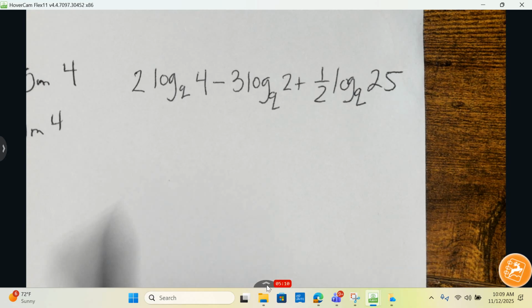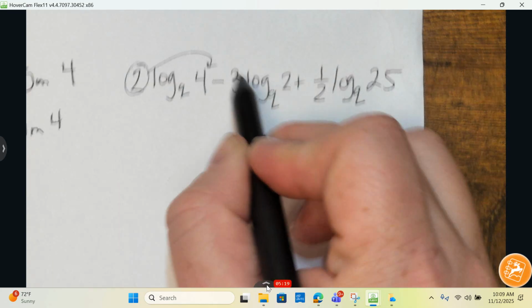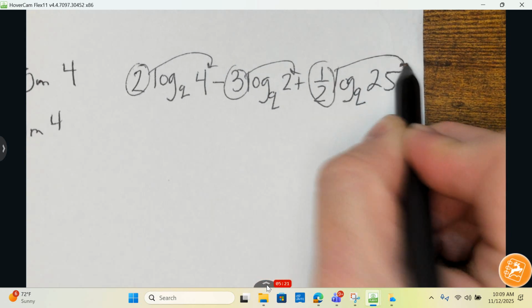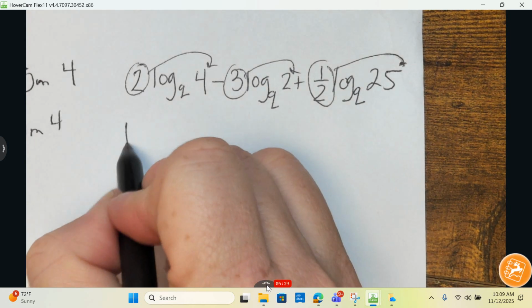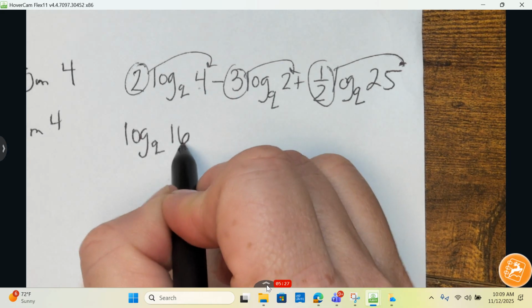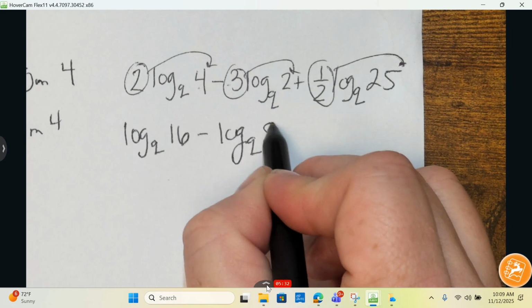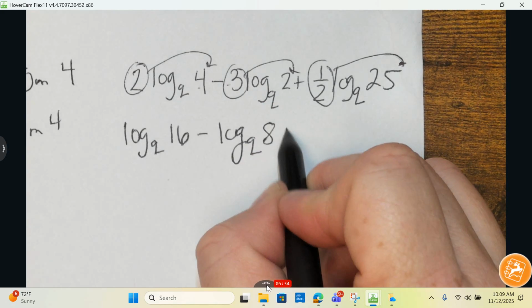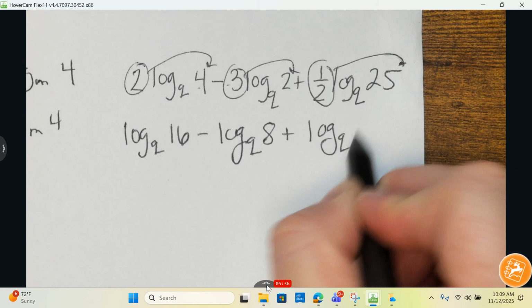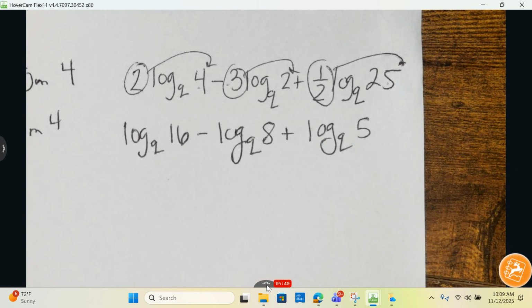Again, we are taking an expanded expression. We're going to condense it using the rules and properties of logarithms. So I'm just going to take this and draw a little arrow here, knowing that I'm going to apply it to each of the values behind. So I have log base q, well, 4 to the second power is 16, minus log base q, well, 2 to the third power is 8, plus log base q, well, 25 to the 1/2 is like the square root of 25, which is 5.